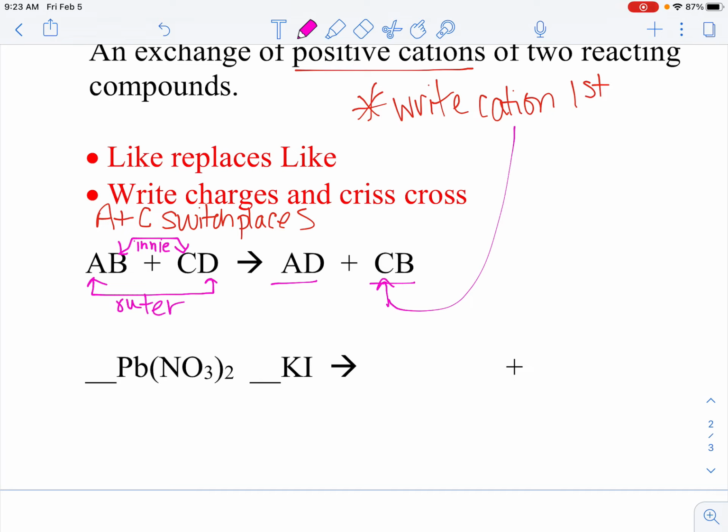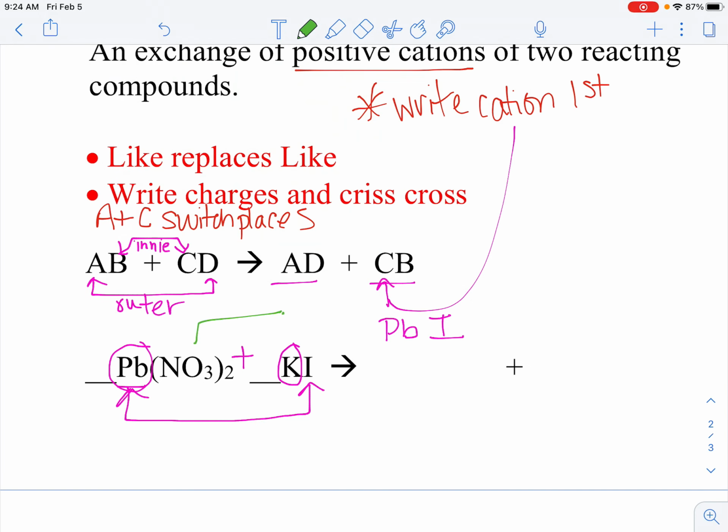So let's look at this first example that I gave you here. Lead 2 nitrate plus potassium iodide. Okay, lead is listed first, potassium is listed first, so those two are going to switch places. Or you can look at outers. So lead and iodide are now going to form a new substance, and we're going to put lead first because it is the metal, or the cation.